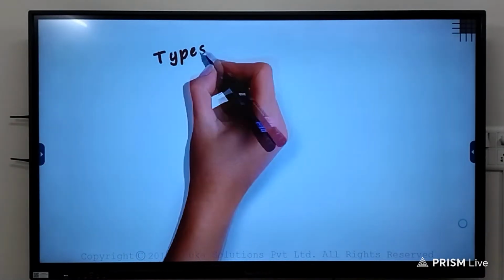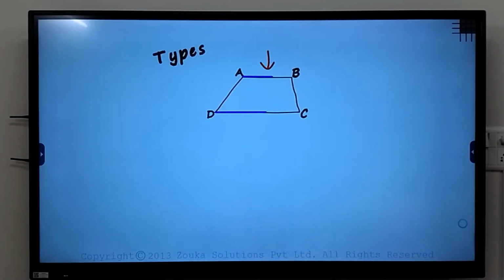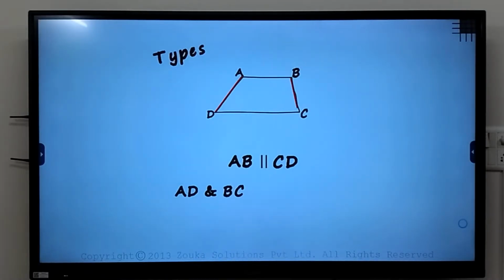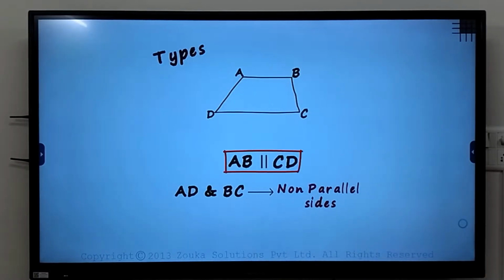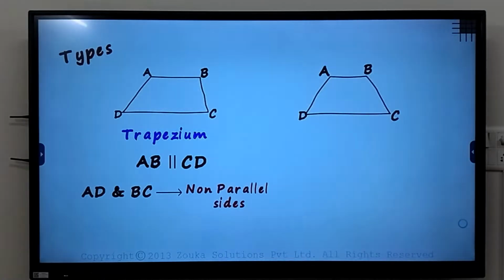Previously, we looked at the basics of quadrilaterals. Now we will study their different types. Look at this quadrilateral ABCD. In this quadrilateral, this pair of opposite sides is parallel. AB is parallel to CD and the other pair of sides is non-parallel. So AD and BC are the non-parallel sides. This kind of quadrilateral, where only one pair of opposite sides is parallel, is called a trapezium. Sometimes the non-parallel sides are equal. Quadrilateral would look something like this.